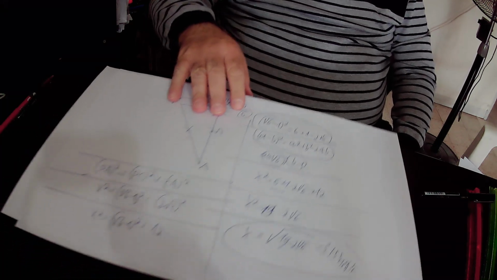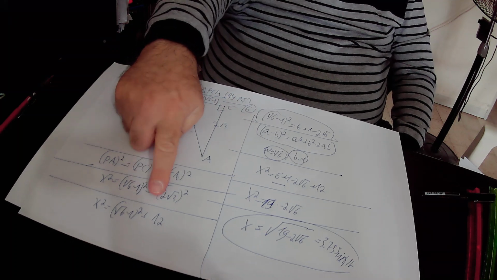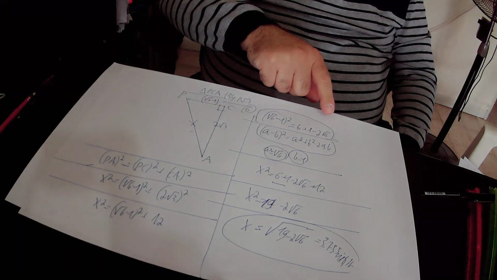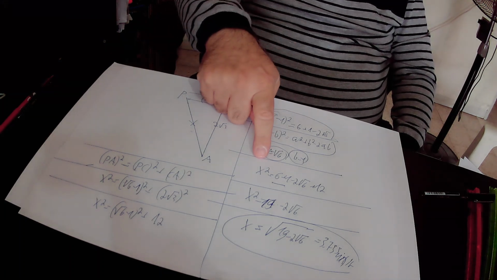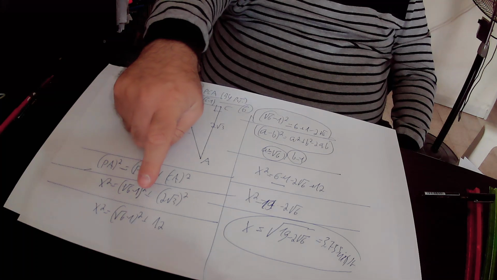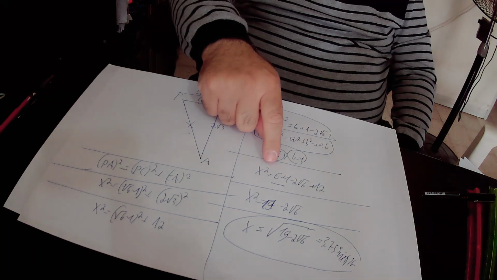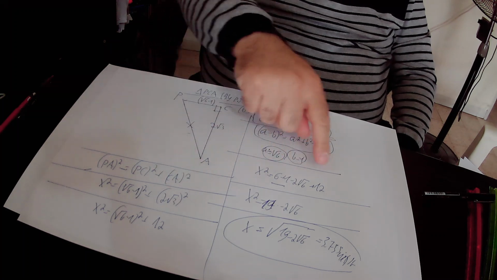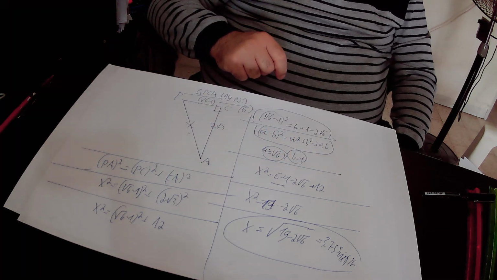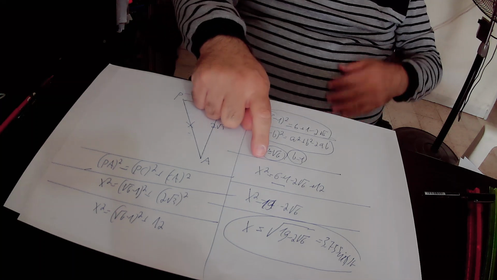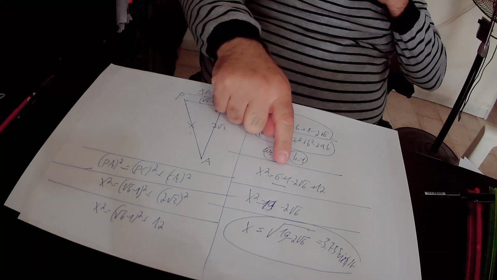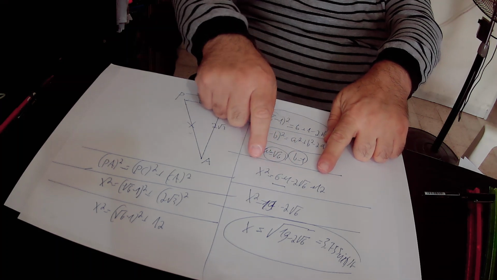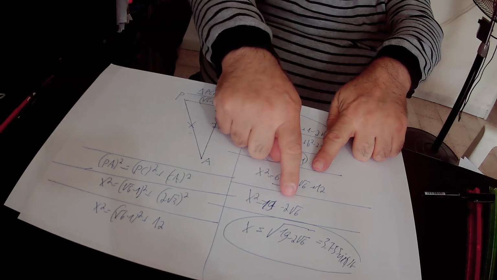We can substitute square root of 6 minus 1 square in this equation by 6 plus 1 minus 2 times square root of 6. We did it, and we got that X square equals 6 plus 1 minus 2 times square root of 6, plus 12. Here X square equals 6 plus 1 is 7, and 7 plus 12 is 19. So X square equals 19 minus 2 times square root of 6.